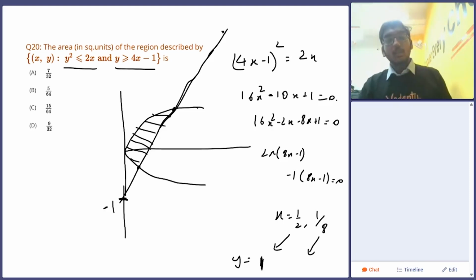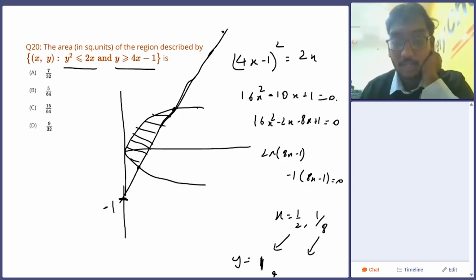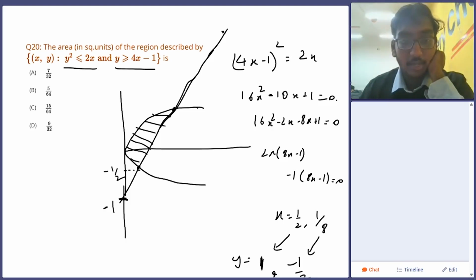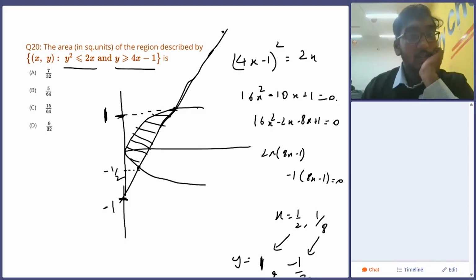And when x is 1 upon 8, what will be y? When x is 1 by 8, 4 by 8 will be half. Half minus 1 will be what? Negative half. Okay. Negative half. Basically, this point is negative half. Okay. And this point is positive 1. So what will be the required integral?